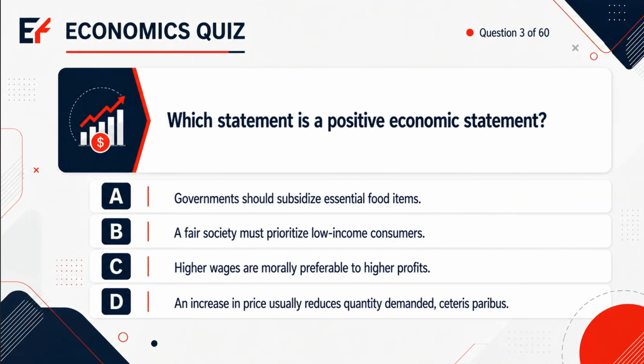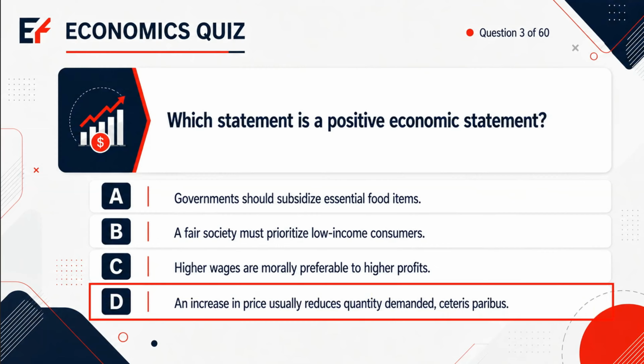Let's look at why that works. A positive economic statement describes what is or what is likely to happen, and it can be tested with evidence. Option D fits because it states a cause and effect relationship between price and quantity demanded, while holding other factors constant. Option A uses "should," so it is a policy opinion.